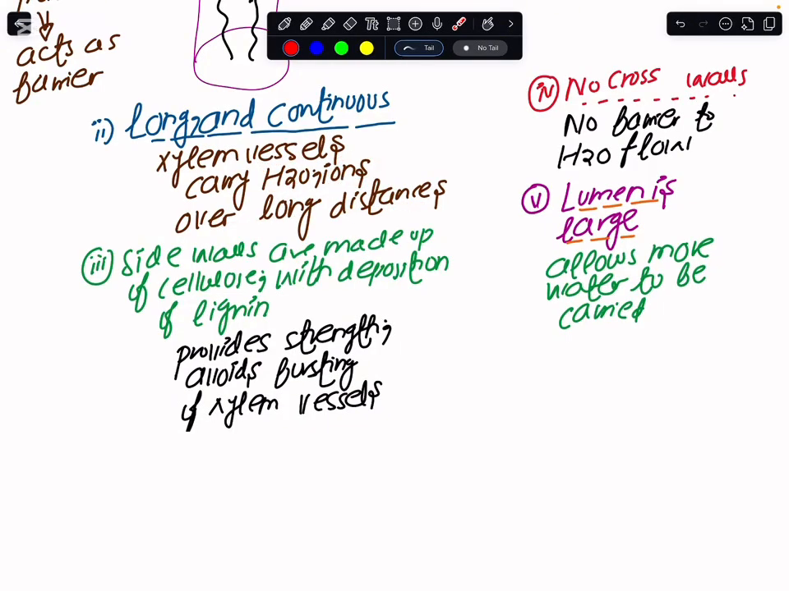The other point, as I have told you a while ago, is that in these walls of the xylem we have the deposition of the lignin along with the cellulose. And when the lignin comes along with the cellulose, it provides a high tensile strength to the xylem vessels, and these xylem vessels would not burst.